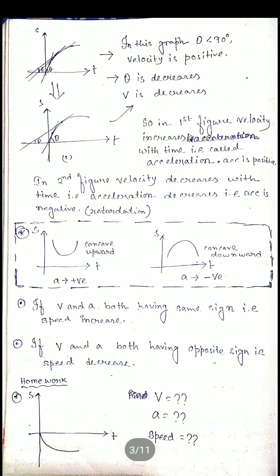And here also you see that theta's value is less than 90 degrees. That means velocity is positive. Okay, one point we understand. Theta decreases. You draw this graph in your copy and make many tangents. The tangents go toward the negative x-axis, that means theta's value decreases. If theta decreases, v decreases.